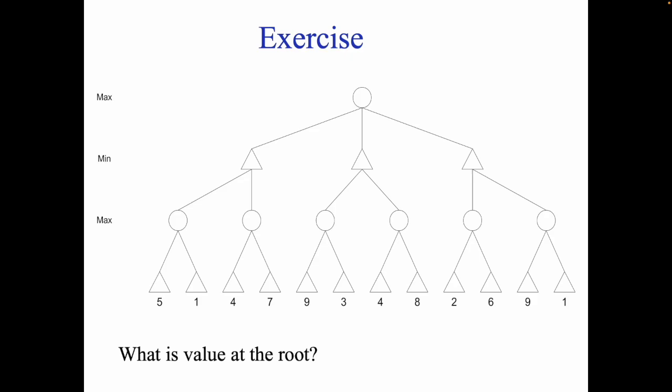Yep. I guess since you already have all the values, you would return maximum to the previous layer. So then it would look like 5, 7, 9, 8, 6, 9. Then you would take the minimum of those. I think the minimum of those was 5. And then you would take the maximum. Yeah, so you take the maximum at this level because we have max here, right?